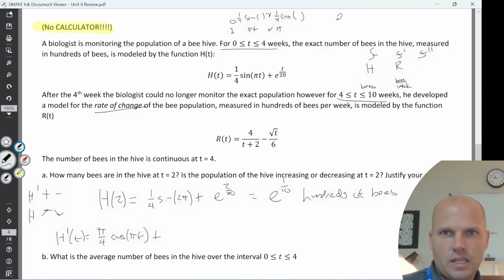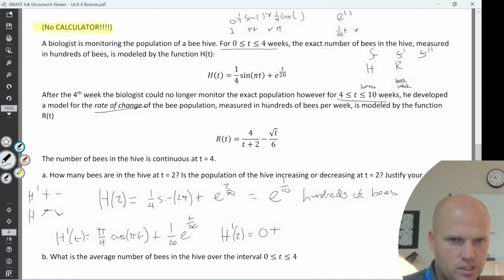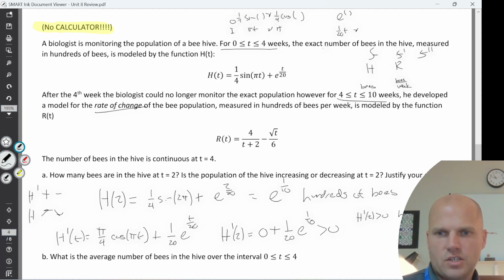plus e to the t over 20, which can be thought of as 1/20th t, so the derivative would be 1/20th times e to the t over 20. H prime of 2 equals 0 plus 1/20th e to the 1/10th, which is greater than 0. So since h prime of 2 is greater than 0, h is increasing. How quickly is it increasing? It's increasing this many hundreds of bees per week.